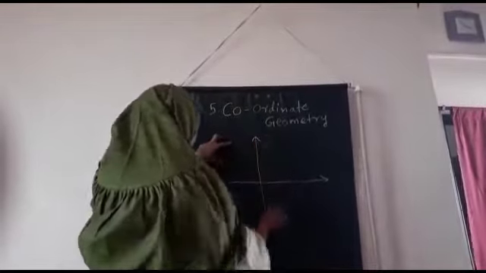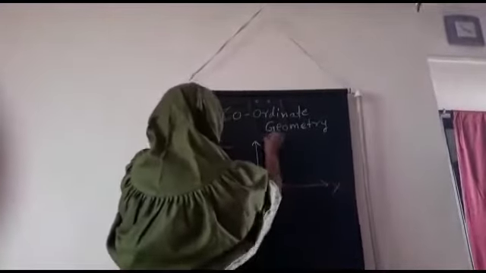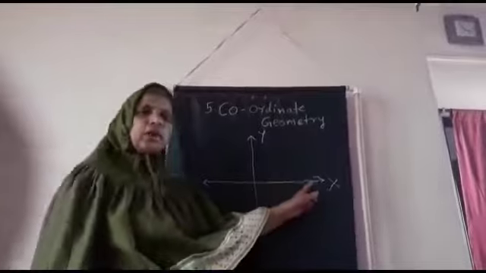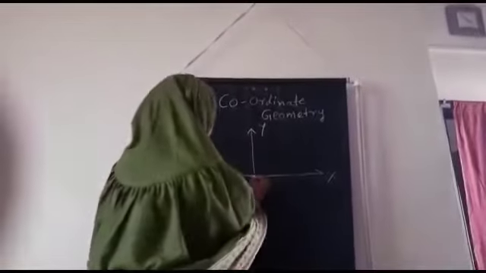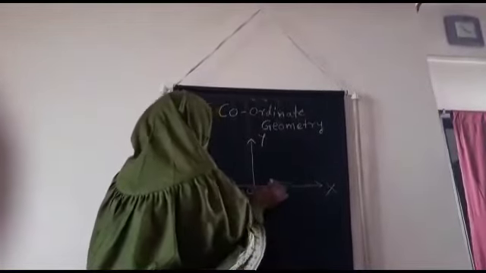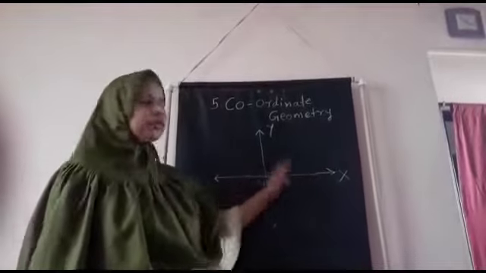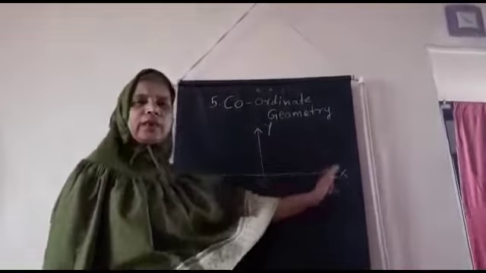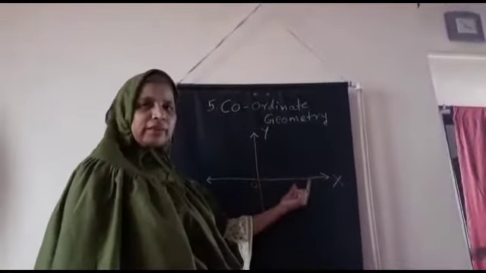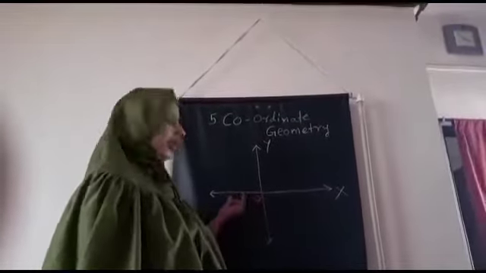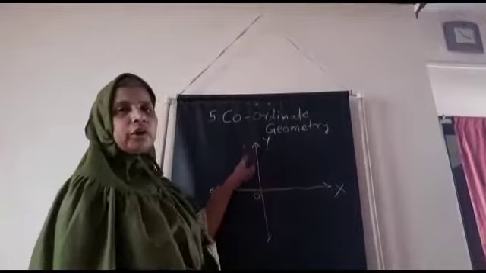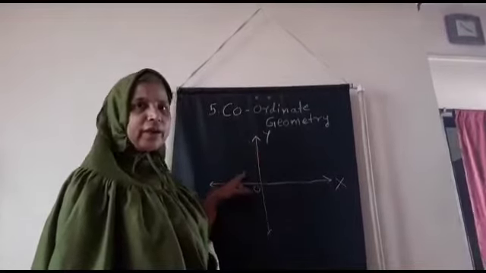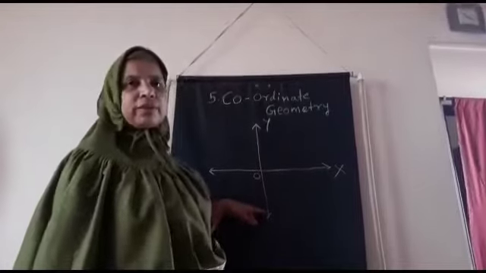All of you are familiar with the x-axis and y-axis. The x-axis is the horizontal line and the y-axis is the vertical line. Where these two axes intersect, that point is the origin. And all the real numbers lie on the x-axis and y-axis. On the right-hand side of 0 on the x-axis, positive real numbers are there. On the left-hand side of 0 on the x-axis, negative real numbers are there. Similarly, above 0 on the y-axis positive real numbers are there and below, negative real numbers are there on the y-axis.